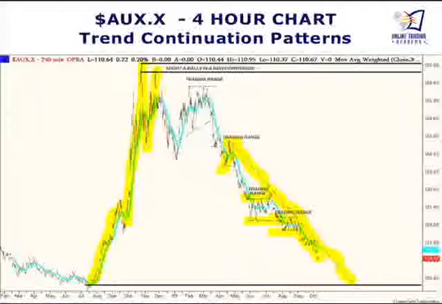And of course, once we broke these lows here, which when you see the higher time frame charts was very, very important support, we just about completed the entire 4-stage cycle.